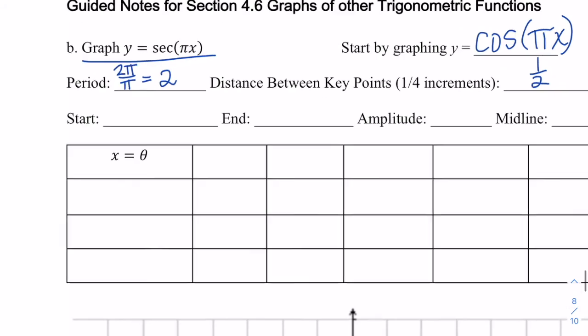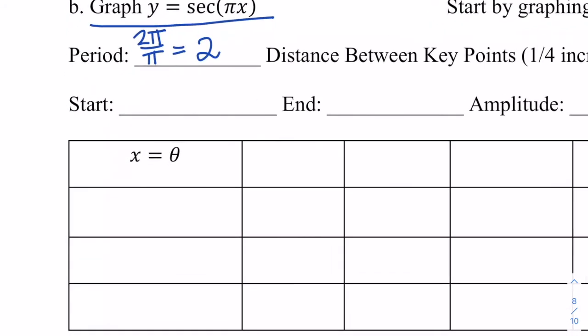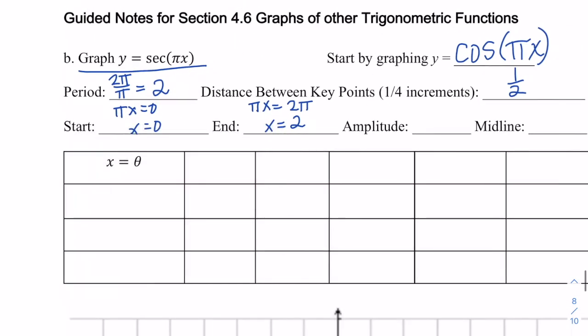I start with usually 0. So we know that this is just going to still be 0 because pi times x equals 0. X will still equal 0. And then pi times x, if we say that equals 2 pi, where it usually ends, well, you know that period was 2, so it just ended at 2. This has an amplitude of 1, but no vertical stretch.